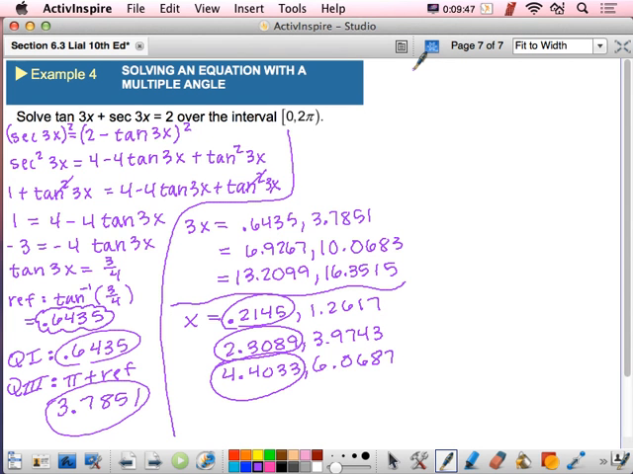So when we type in the second one, we do tangent of 3 times 1.2617 plus 1 over cosine of 3 times 1.2617, that ends up equaling negative 2 something, right? We want it to equal approximately positive 2. So it doesn't work. So none of these work either. So the only 3 answers are those guys. And that's the end of chapter 6.